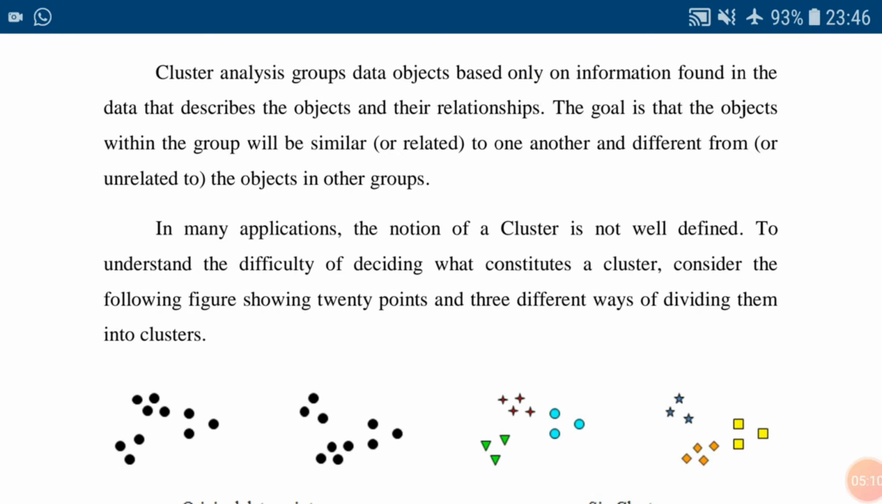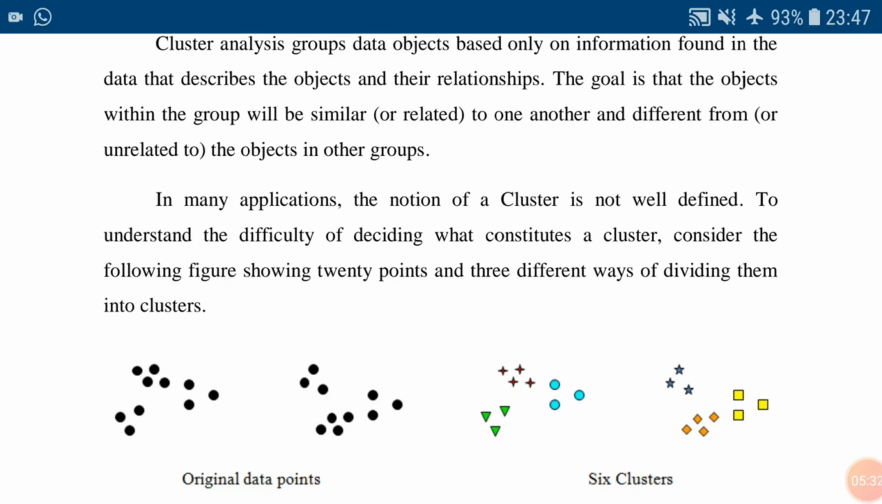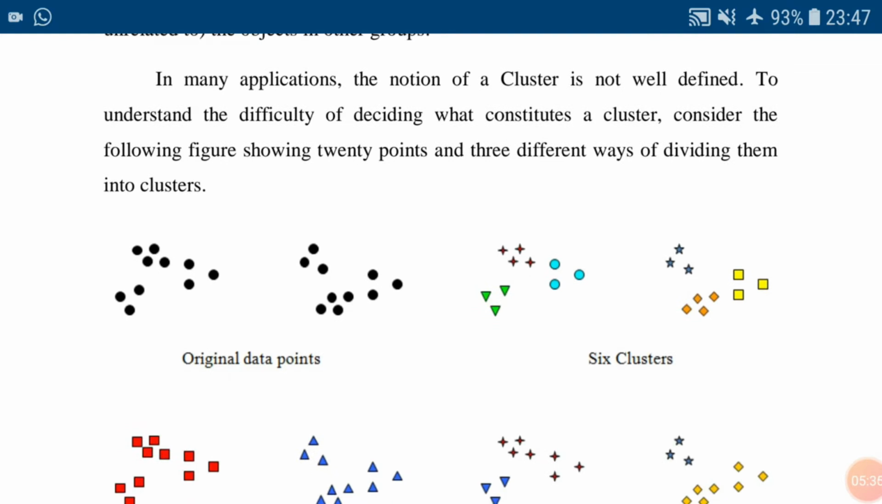Okay. So next, cluster analysis groups data objects based only on information found in the data that describes the objects and their relationships. The goal is that objects within the group will be more similar or more related to one another, and different from the objects in other groups. Okay, already we discussed that.